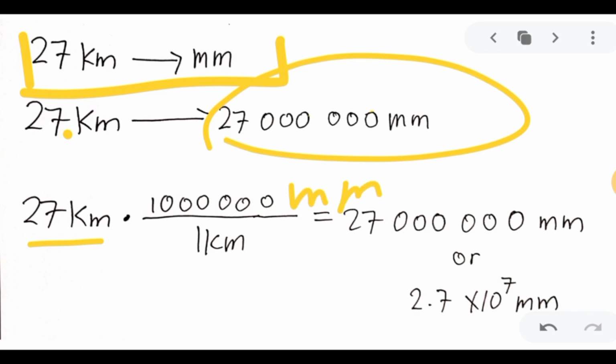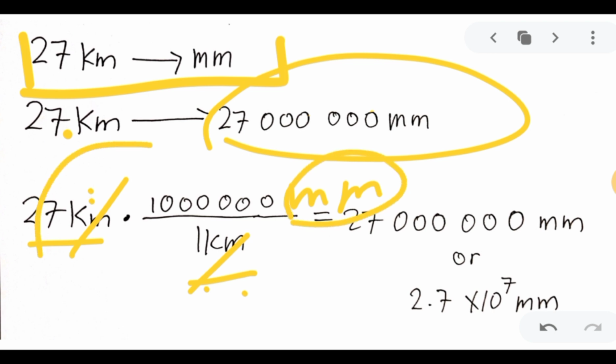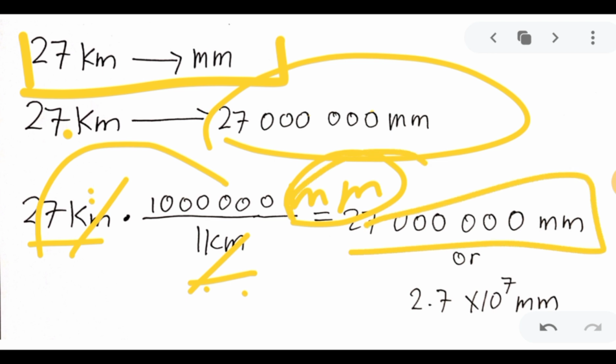So, you will put the 1 km here at the bottom so you can cancel that out, because they are opposing, numerator and then denominator. You can cancel out the unit so you can obtain the desired unit, which is the millimeter. Then 27 times 1 million, you will have 27 million millimeter. The millimeter unit remains.